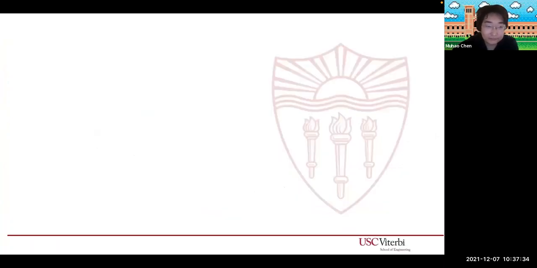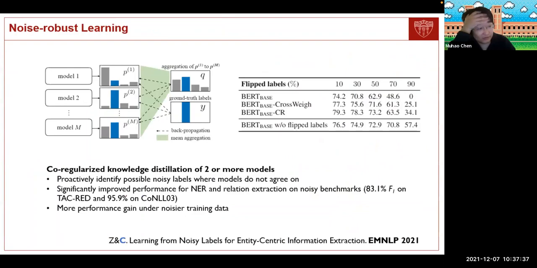Next, please. So in general, in order to improve the robustness of knowledge acquisition models in both training and inference phases, we have published several works recently. For example, one EMNLP paper this year. Here we investigated a co-regularized knowledge distillation framework, in which we are able to train 2 or more models of the same structure, and this helps the models proactively identify possible noisy labels, which the models do not agree on, and then lower the impact of those potential noisy labels during the training.